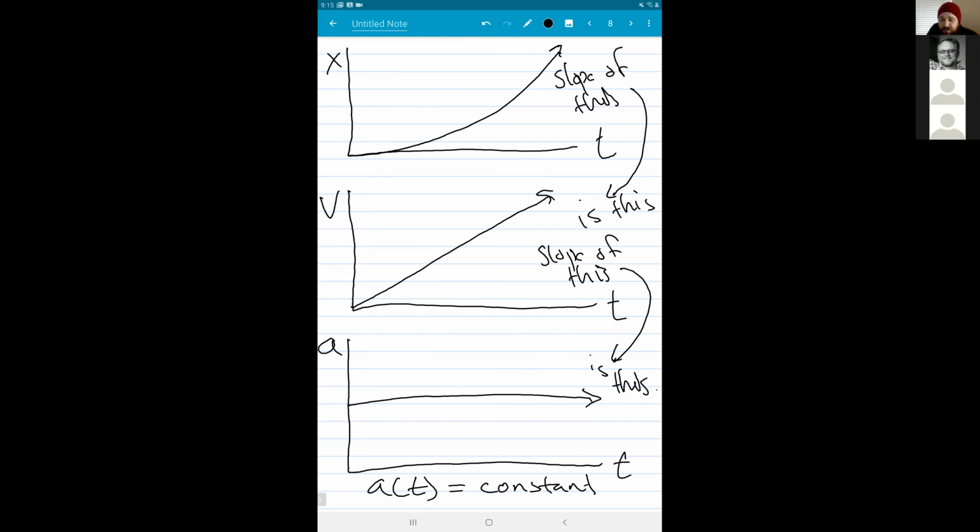Forget about the number signs around the a of t. It just means I want you to write what a of t would equal. Like, what's your acceleration as a function of time?